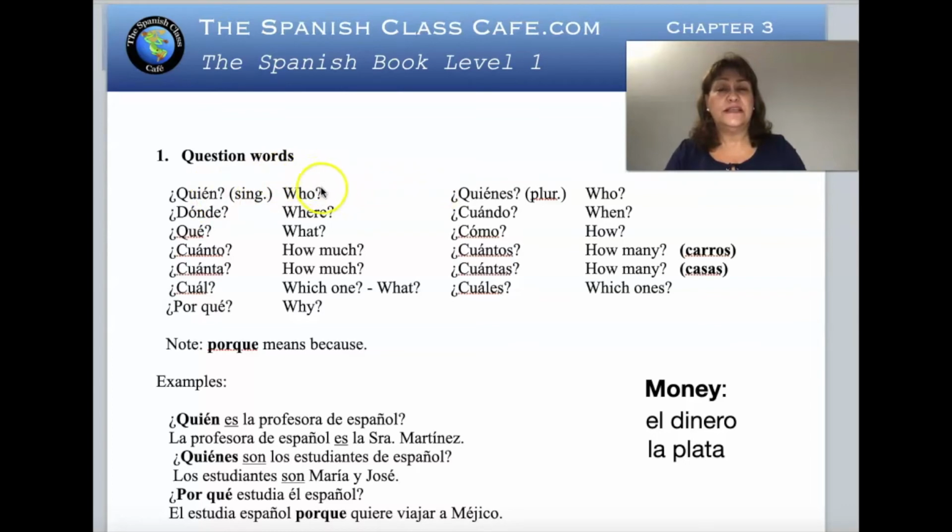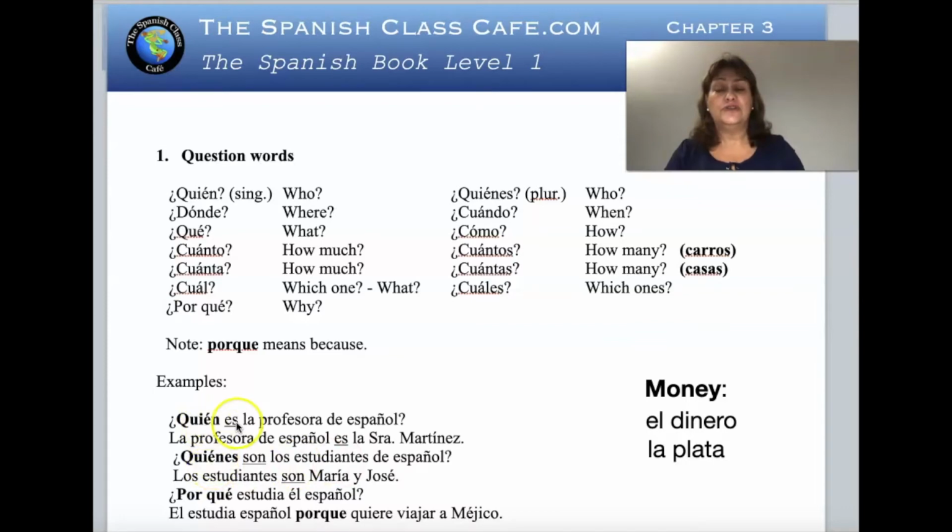Then if you want to say who is the teacher, you say quién es la profesora de español. Because it's one person, we use the singular one. Now, if you are thinking about plural, then you will use quiénes. ¿Quiénes son los estudiantes? And notice that los estudiantes is plural, then we use quiénes.